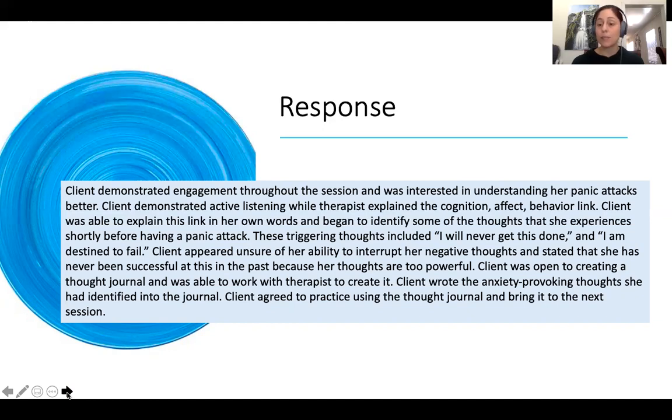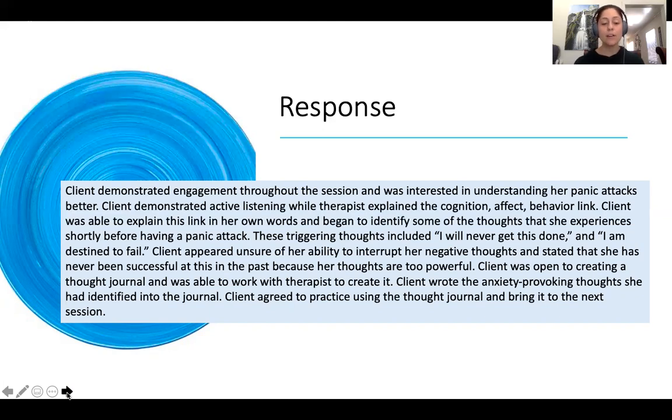Next, the triggering thoughts included, I will never get this done and I'm destined to fail. Okay, remember I said we were going to look at the specific anxiety triggers, so the client has named these now. Client appeared unsure of her ability to interrupt negative thoughts and stated that she has never been successful at this in the past because her thoughts are too powerful. This is useful information to have and is relevant given what was discussed.